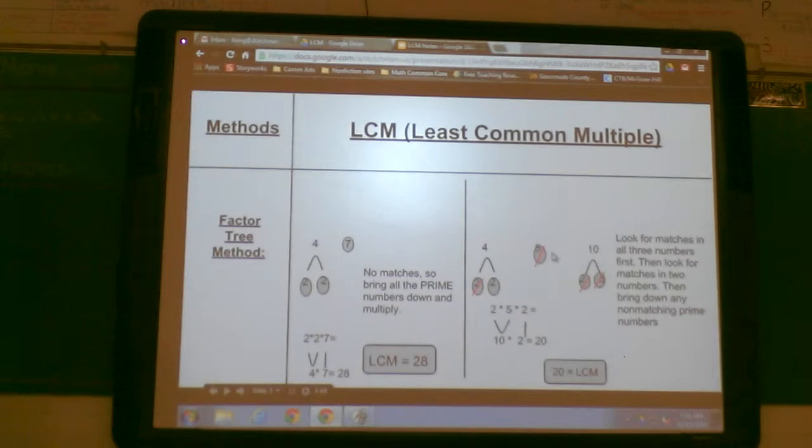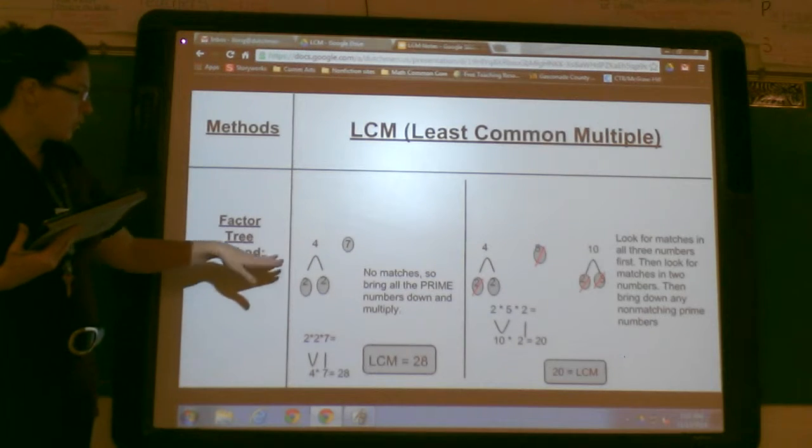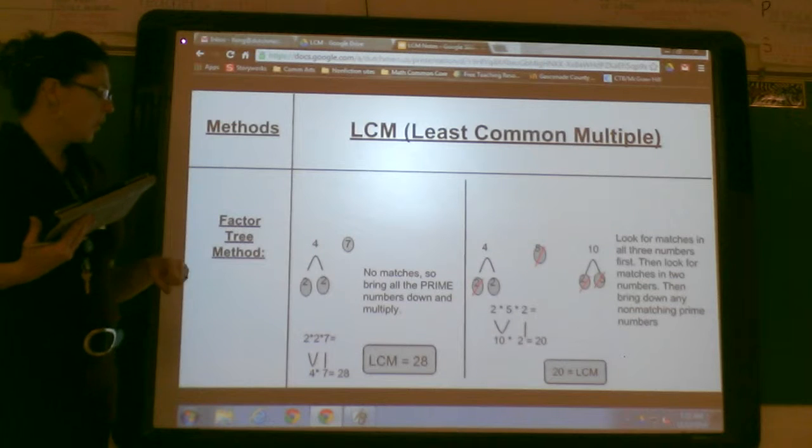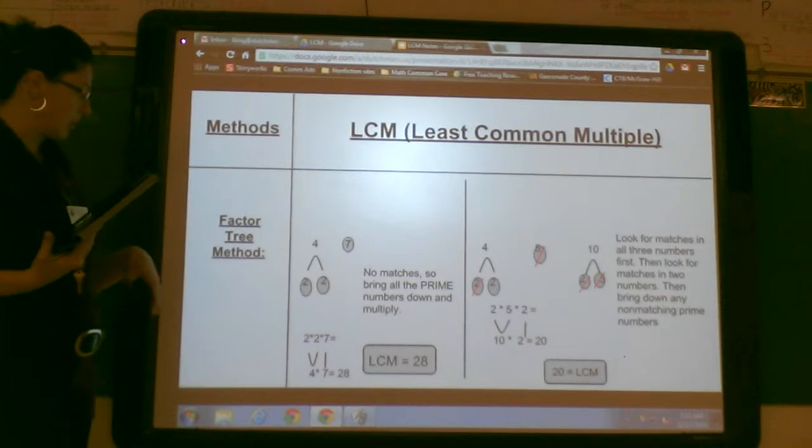Alright, we have two different ways to find the least common multiple. They are factor tree and step division. So I'm going to walk you through how to use both of them to find your least common multiple. So first one, we're going to start with factor tree. So if we're given the numbers 4 and 7, we factor them out, just like we did with prime factorization.